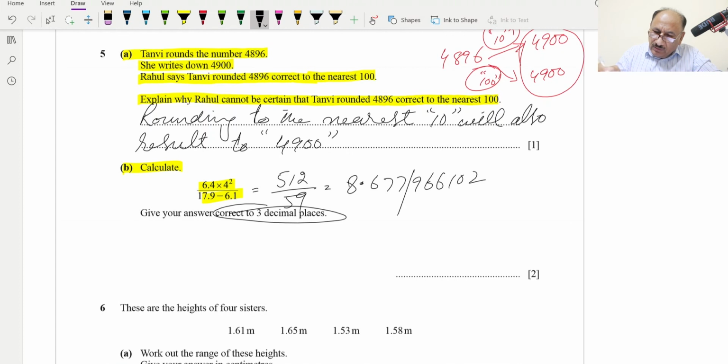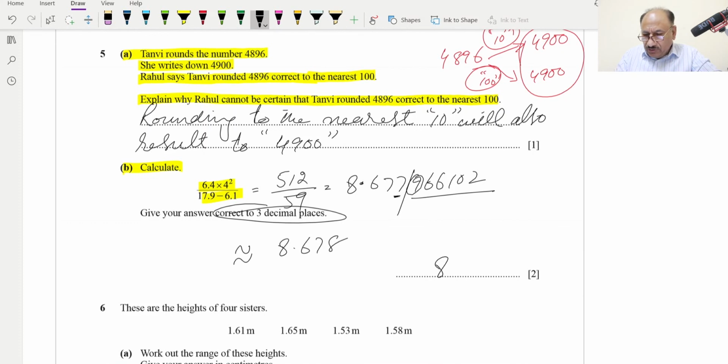So for 3 decimal places, we will have to remove this portion, and if we check, this digit is more than 5, so we'll be adding 1 to this digit, so it will be 8.678, and we will write approximately equal to this one.